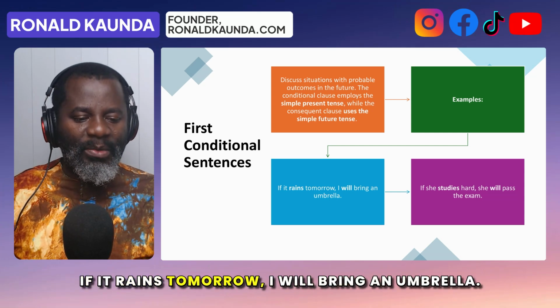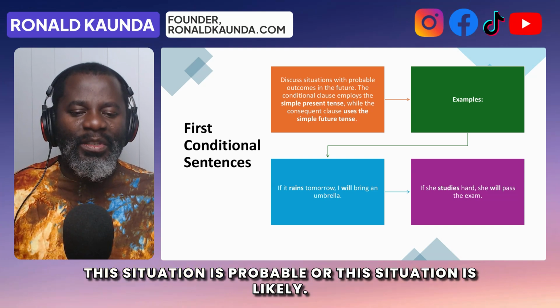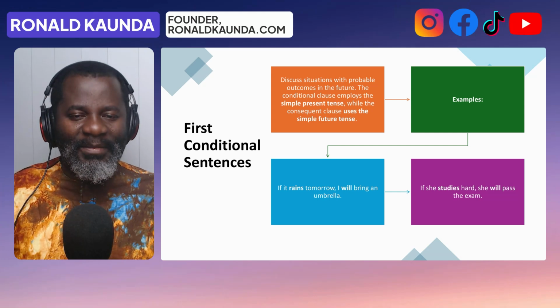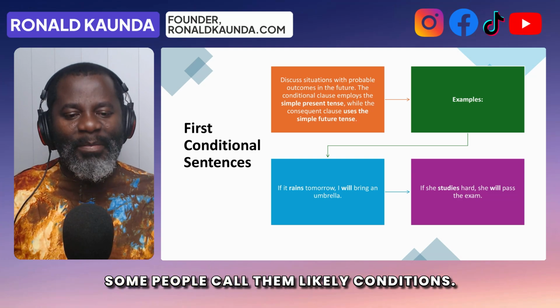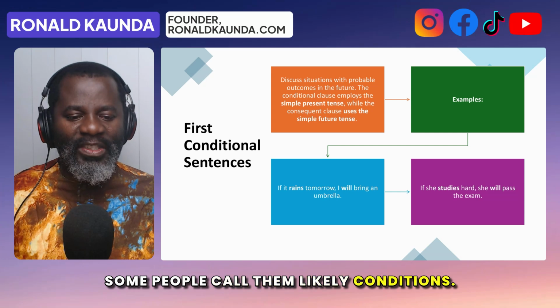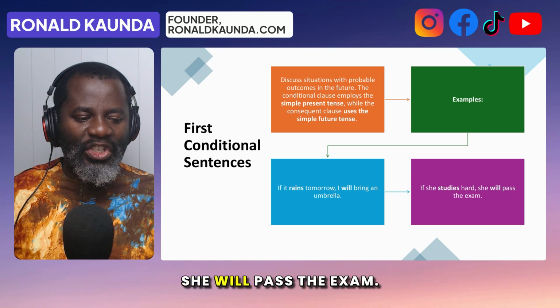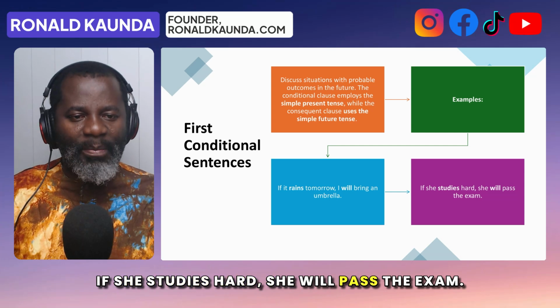If it rains tomorrow, I will bring an umbrella. This situation is probable, or this situation is likely. So we are talking about the likely conditions. Some people call them likely conditions. Another example, if she studies hard, she will pass the exam.